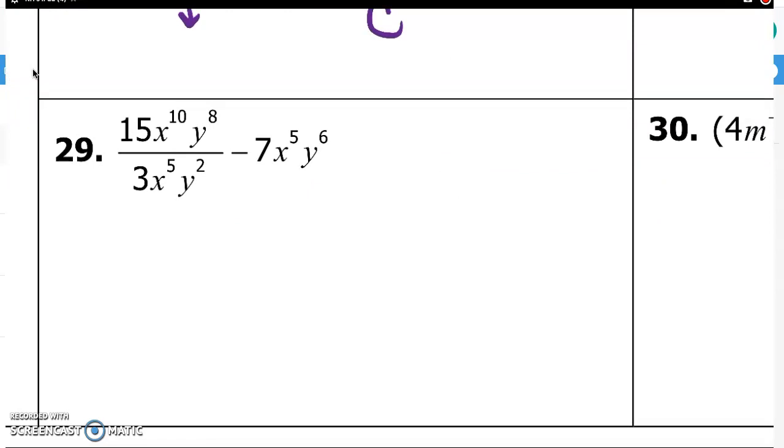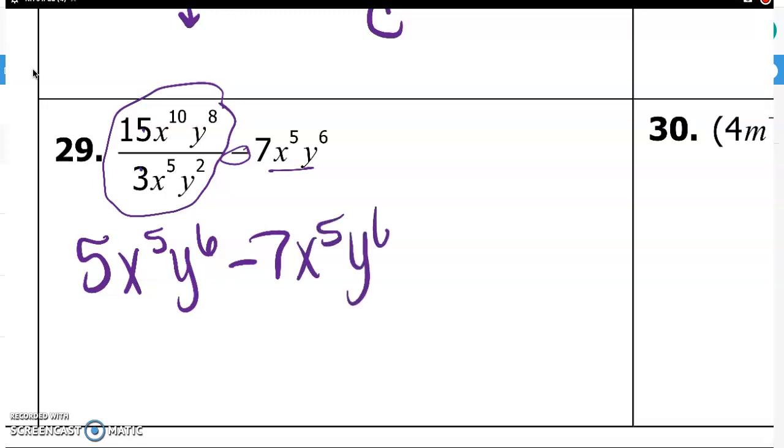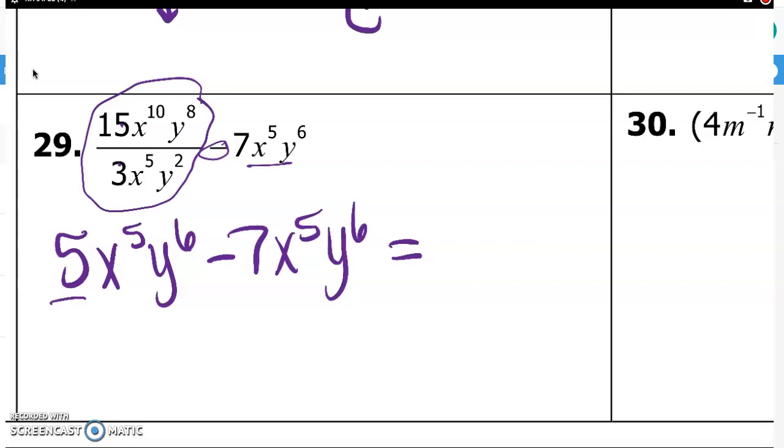29. Since it's subtraction, you have to make sure your variables match before you subtract. So that means you do need to simplify this first. Just like order of operations, you have to multiply and divide before you add or subtract. So 15 divided by 3 is 5, x to the 5th, y to the 6th, and they do match up above. So minus 7x to the 5th, y to the 6th. So remember, when you are adding and subtracting, the only thing that changes is the coefficient. So 5 minus 7 is negative 2. The x to the 5th and the y to the 6th have to stay the same.